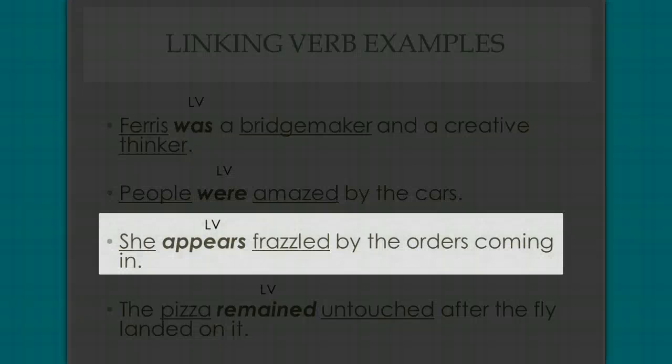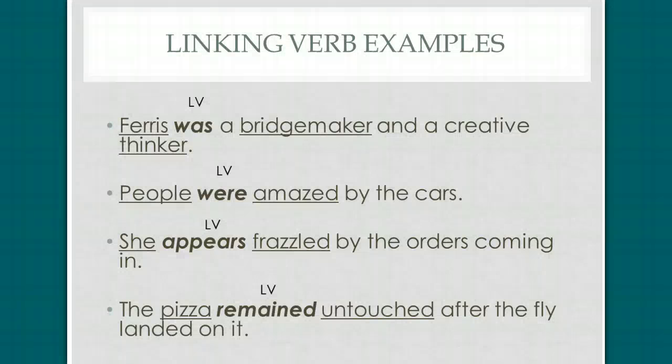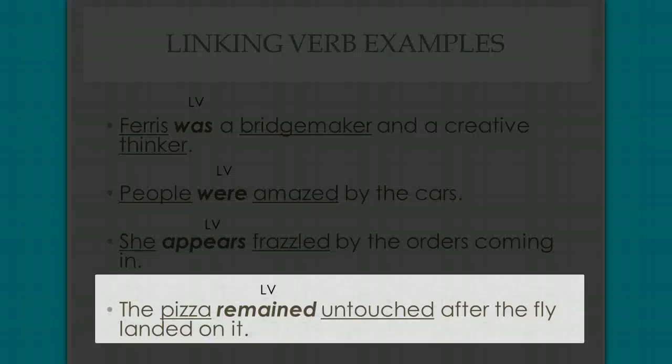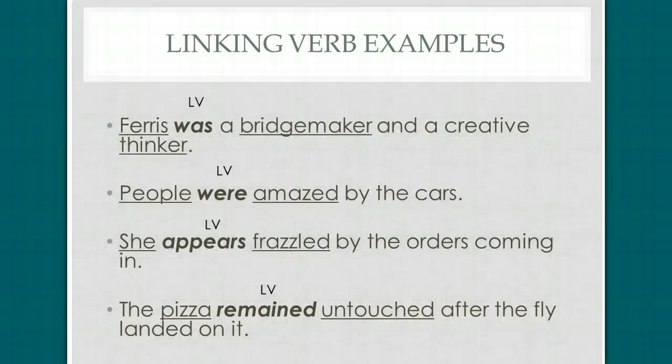In the third sentence, the linking verb appears links the subject she with the subject complement frazzled in the sentence. She appears frazzled by the orders coming in. In the sentence, the pizza remained untouched after the fly landed on it. The linking verb remain links the subject pizza with the subject complement untouched.